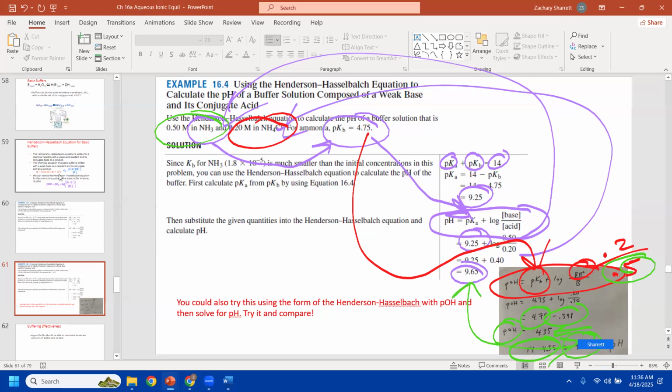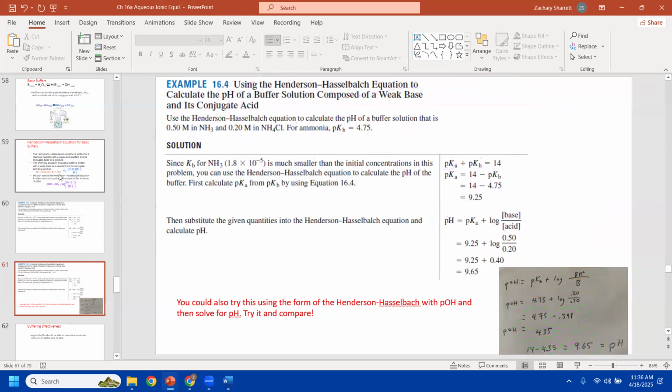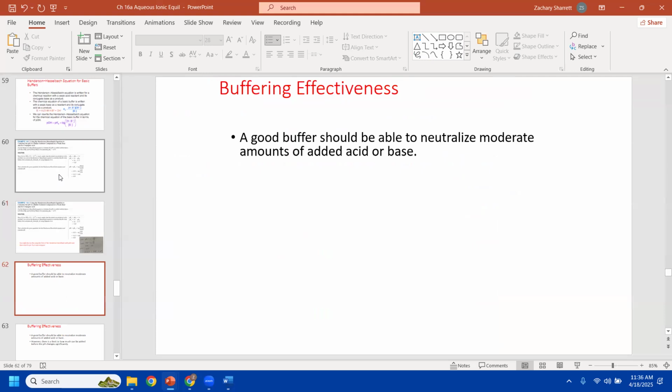Are those two values equal? Which one's easier to use, Bryce? They're both pretty easy, but one of them you have to do a little bit more. I guess they're the same amount of steps, right? So it's just whatever you're more comfortable with doing. Okay. You just have to make sure you have these things written out correctly. Do we know how to use all these things? Yes? Good. Okay. Let's talk about buffer effectiveness.